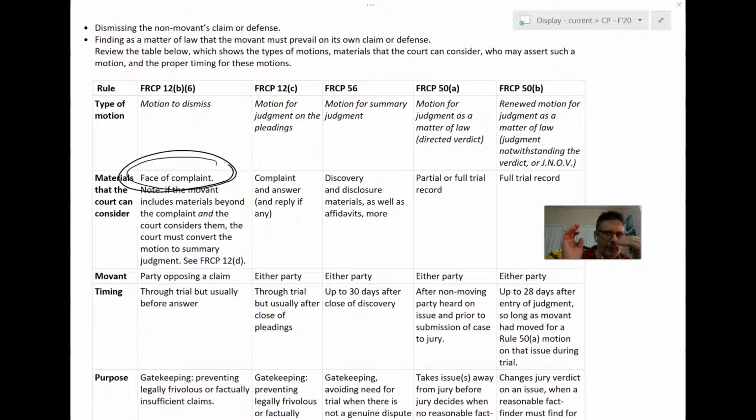The furthest we can go beyond the face of the complaint would be things that are attached to the complaint or referred to by the complaint, right? But for a 12(b)(6) motion, we don't look at the answer, we don't look at affidavits, we don't look at evidence. We just look at the face of the complaint and any materials attached to it, say like an insurance contract, or a patent, or any materials referred to in it, like a trademark registration that's relied upon by the complaint. We assume all of the well-pleaded facts to be true and ask, based on those facts, do we have a plausible claim, right?